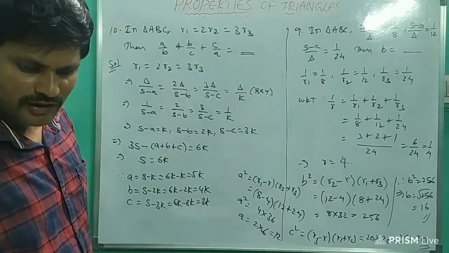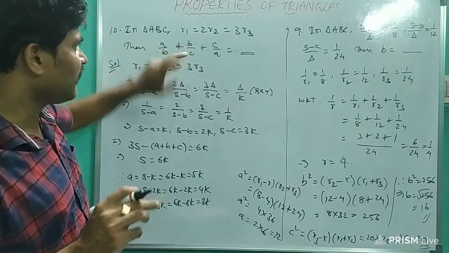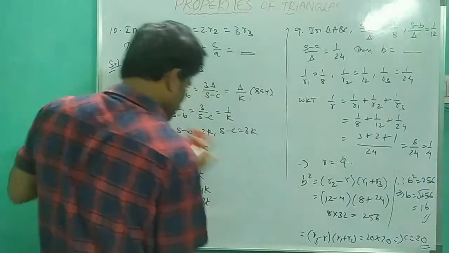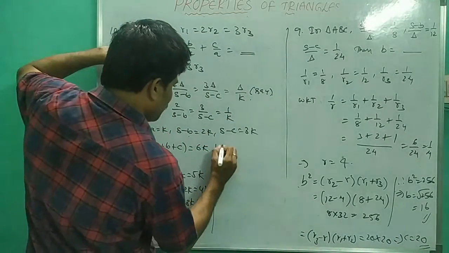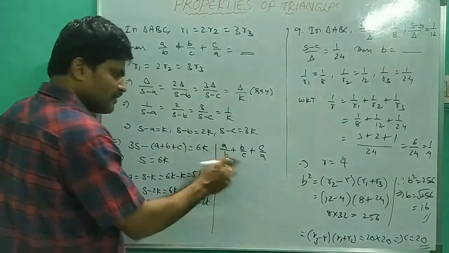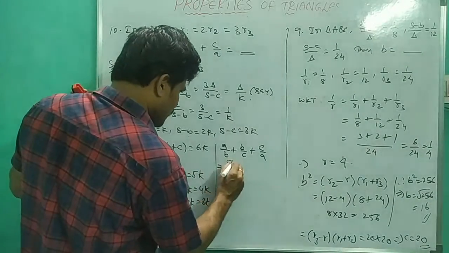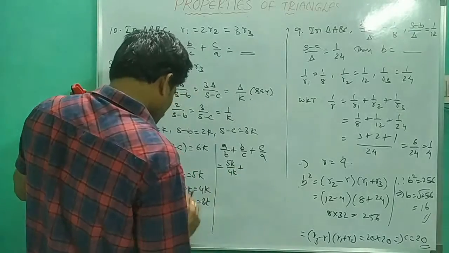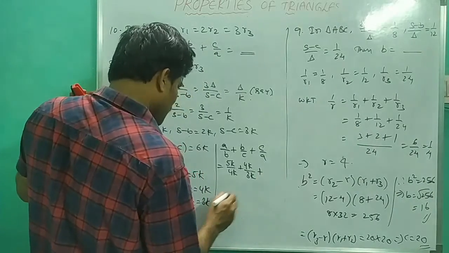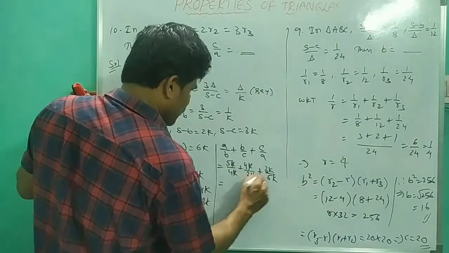Now using these values to find a by b, b by c, c by a. So our value is a by b plus b by c plus c by a. Now already these values are found in terms of k. a by b means 5k by 4k, plus b by c means 4k by 3k, similarly c by a is 3k by 5k. So in that case k will be cancelled.